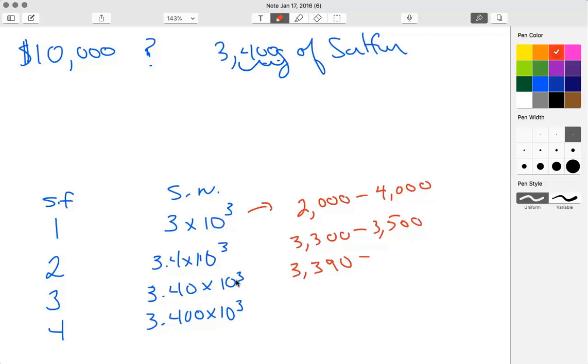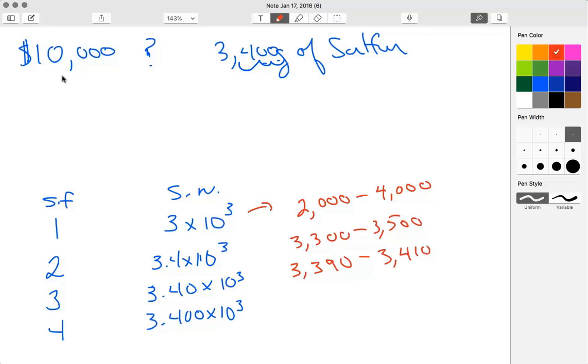And this would be 3,410, because both of those would round to 3.40, and so on and so on. And so you're getting better and better precision. The next one would be 3,399, 3,401. So that's what these numbers represent. You have to communicate that to this other person.